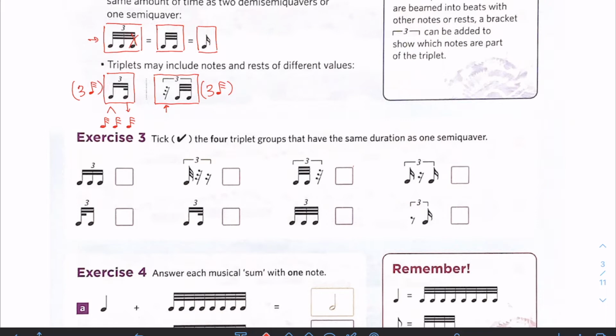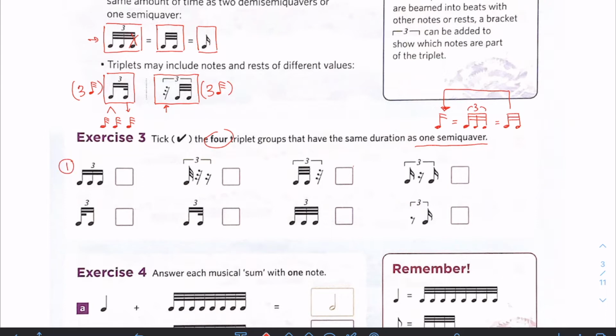Exercise 3, tick the 4 triplet groups that have the same duration as 1 semiquaver. This is a semiquaver, and if you translate it to a triplet, it will be 3 demisemiquaver triplet. 3 demisemiquaver triplet would take up the time of 2 demisemiquavers, which would be the same as 1 semiquaver. So let's take a look at this one.